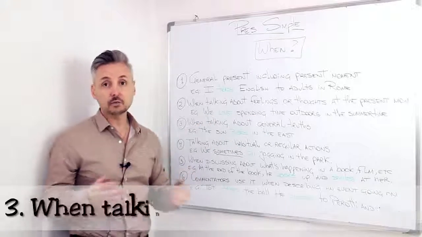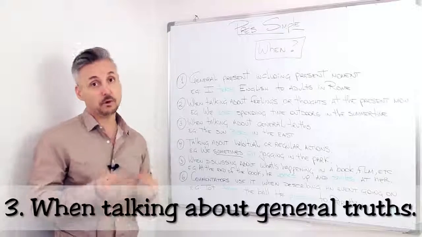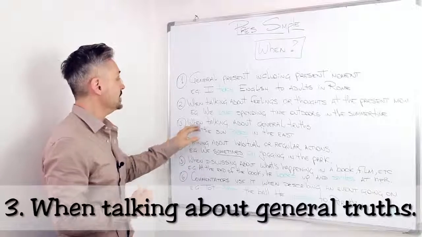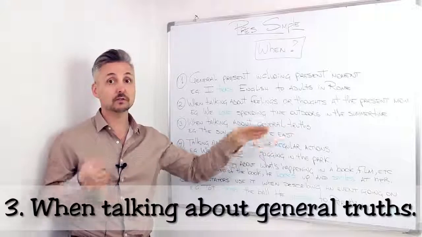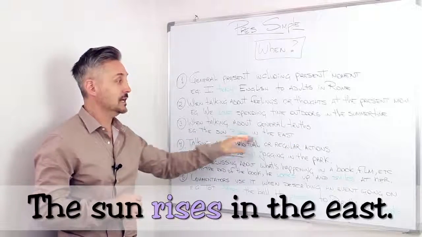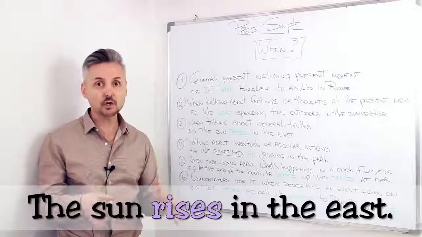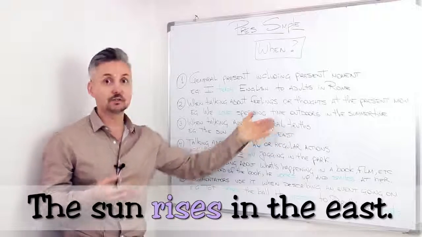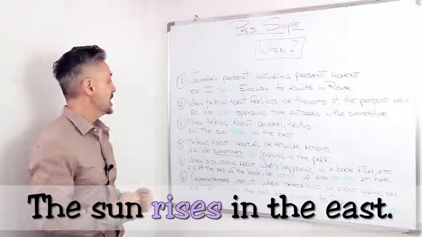Now, the third situation where we use the present simple or the simple present is when talking about general truths. For example, the sun rises in the east. This is always true and is a general truth, right?